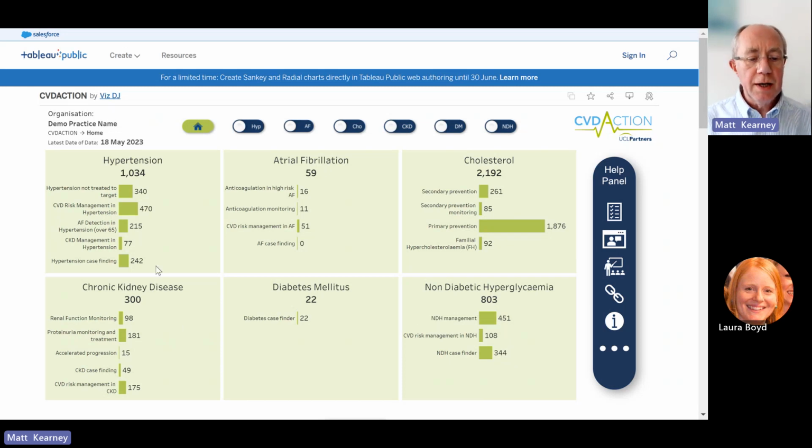So this is the home page. It shows the 6 conditions in 6 panels, and this gives a population overview for practices. Each of the bars represents not single indicators, but groups of indicators. So, for example, in the hypertension panel, we can see 340 patients not treated to target, 470 patients with hypertension whose CVD risk management, their lipid management, is suboptimal, 77 patients whose CKD is not being appropriately managed, and there's a case finder at the bottom, 240 patients with possible undiagnosed hypertension. And you see the same sort of approach with AF, cholesterol, chronic kidney disease, diabetes, and non-diabetic hyperglycaemia or pre-diabetes.